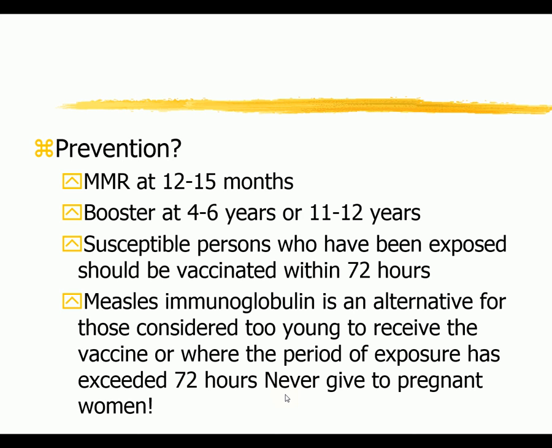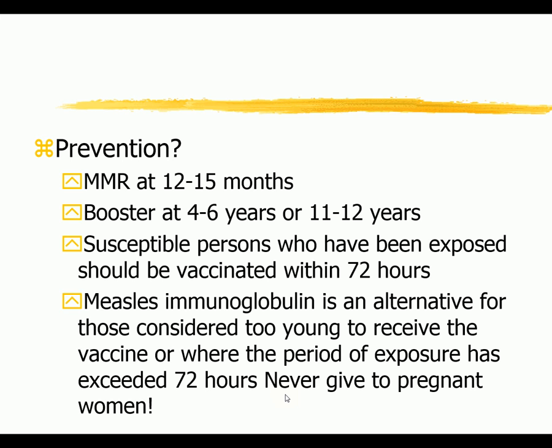Prevention is the MMR, measles, mumps, and rubella at 12 to 15 months that we talked about. Have to be at least 12 months to get the MMR. Booster, 4 to 6 years, 11 to 12 years. Susceptible persons who've been exposed can be vaccinated within 72 hours. So if you've been in contact with someone who's got the red measles, and it's been within 72 hours, you can receive the MMR. After 72 hours, you cannot receive the MMR.